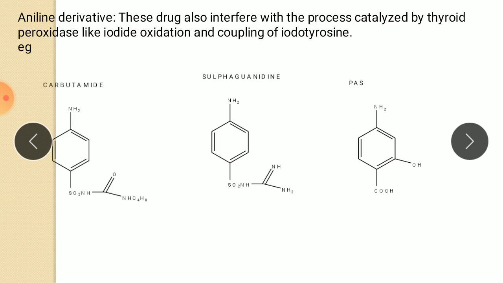Apart from this, there is another drug class called aniline derivatives. These drugs also interfere with the process catalyzed by the thyroid peroxidase like iodide oxidation and coupling of iodotyrosine. Example, carbutamide, so it is the structure of carbutamide. Sulfaguanidine, it is sulfaguanidine. Para-aminosalicylate. So these are other drugs which may be used for hyperthyroidism. So these are the main drugs which are used in case of hyperthyroidism.